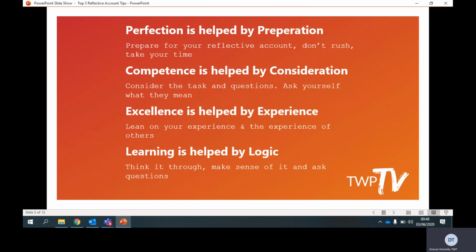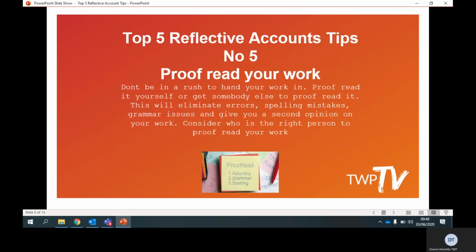And learning is helped by logic, right? Think it through. Think your reflective account through. Make sense of it and ask questions. If you don't understand, ask questions. That's really important. So there are my 4 headings there, and I want you to try and use those as a base to produce your reflective accounts.